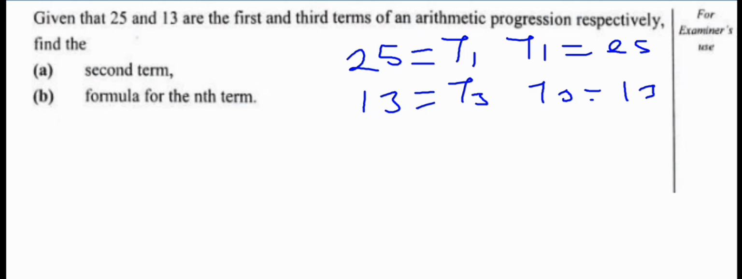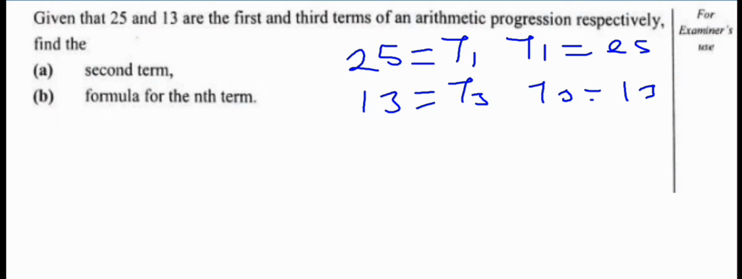Now, the first question is asking us to find the second term. So here, you need to apply... I'm going to show you two ways of answering this one. The first one is going to be very, very short, and then the last one is just going to be a bit tricky.